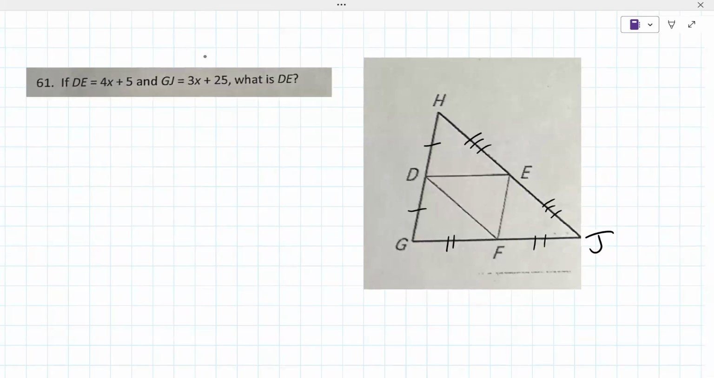This is J. The other thing that it helps you figure out is the relationship between the ones that are parallel. So like DE is going to be half of GJ, or GJ is double DE.